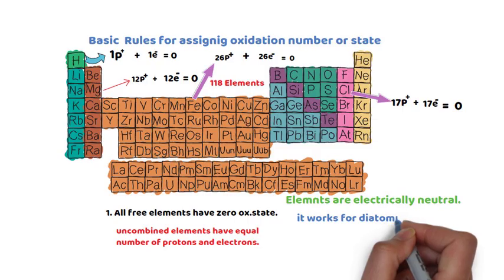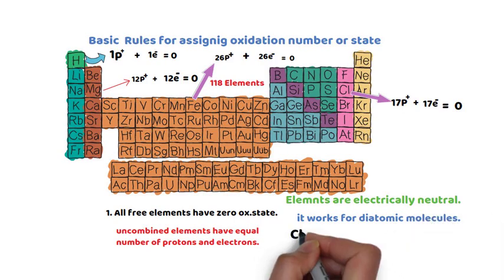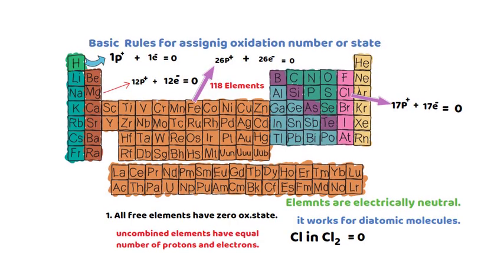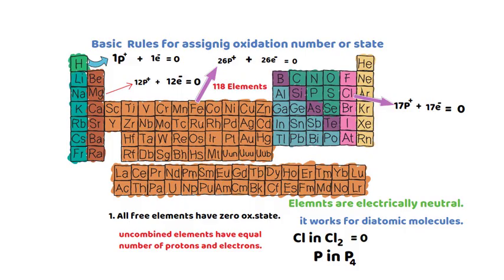This rule number 1 works for atomic molecules. Chlorine in chlorine molecule has 0 oxidation number. Phosphorus in phosphorus molecule has 0 oxidation number. Oxygen in ozone molecule has 0 oxidation number. Sulfur in sulfur molecule has 0 oxidation number.